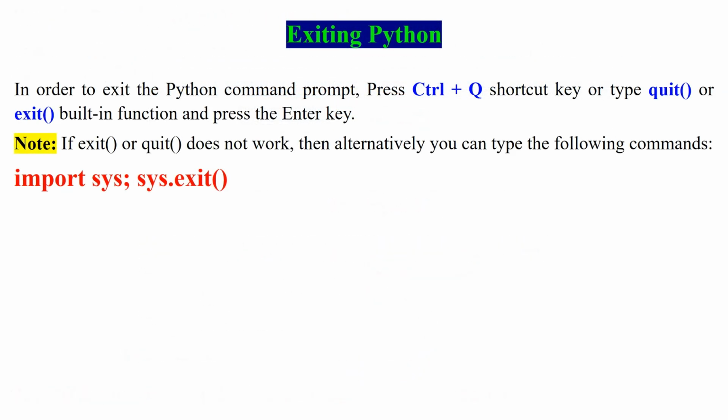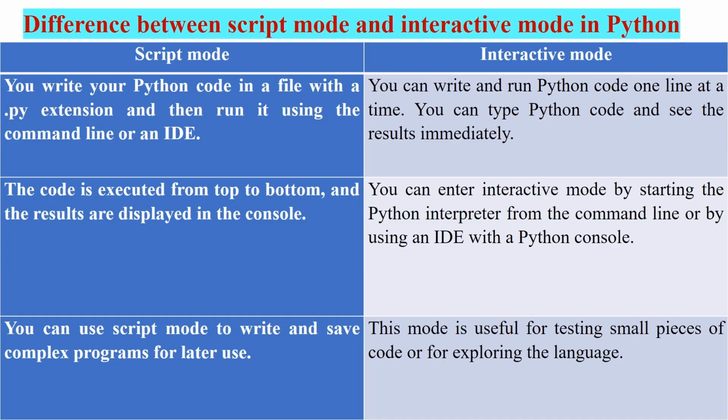In order to exit the Python command prompt, press Ctrl+Q, shortcut key, or type quit or exit, built-in function, and press the Enter key. If exit or quit does not work, then alternatively you can type the following commands: import sys, sys.exit.